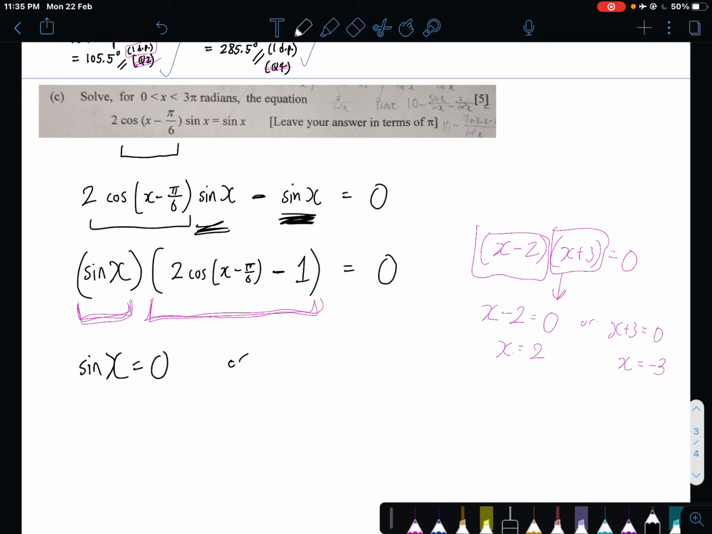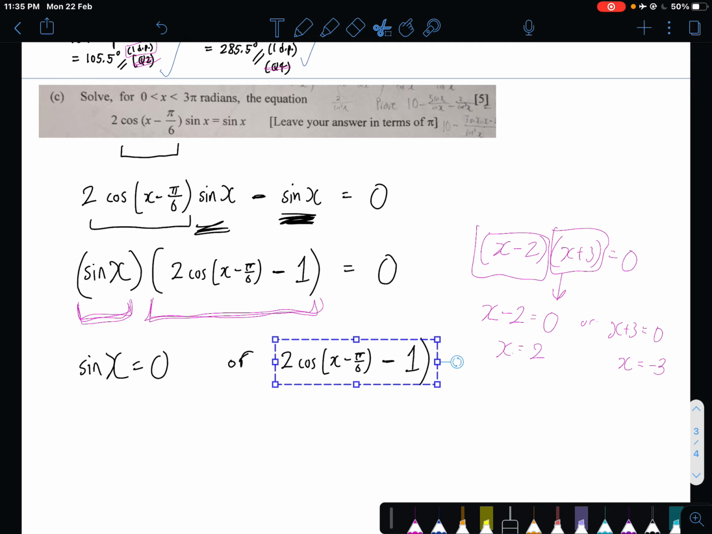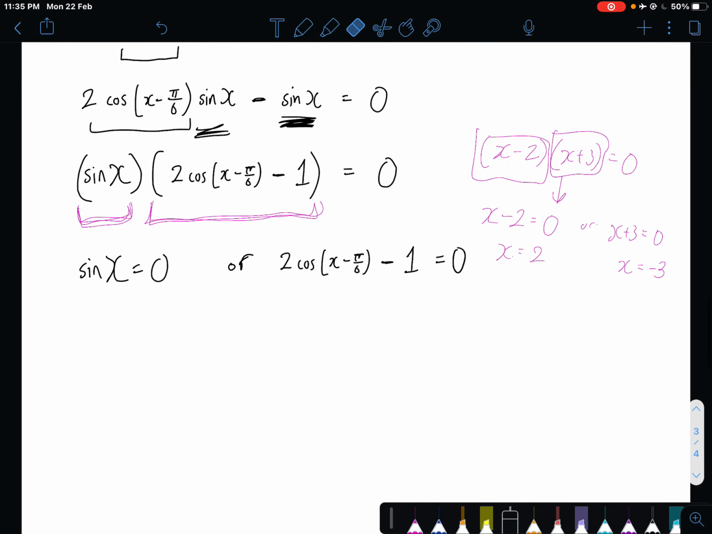Or it could be the other guy, the other guy equals to 0. Now, let's just take a look at sine x equal to 0 first, the easy to solve one. Sine x equal to 0.